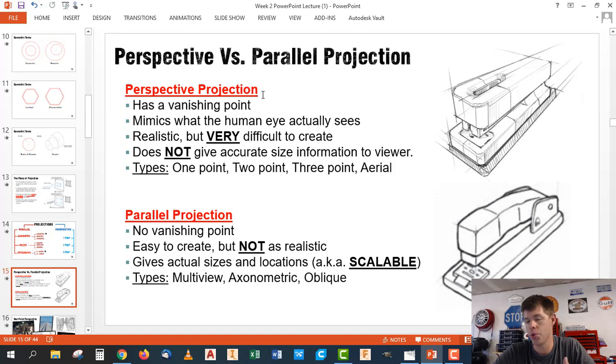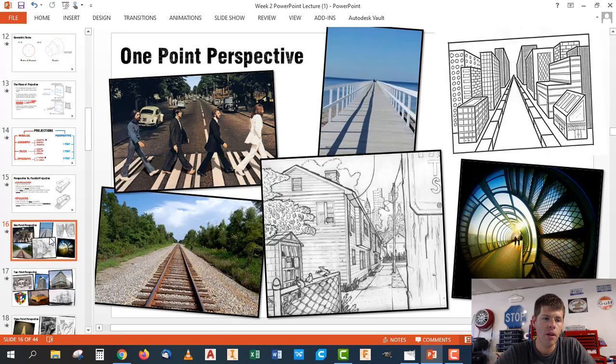Perspective projection is more visually appealing, but it's less useful. So here's some quick examples of one-point perspectives. Again, these are more artistic. They're used for like art and photography. They're very realistic looking, but they're not very useful for building things.